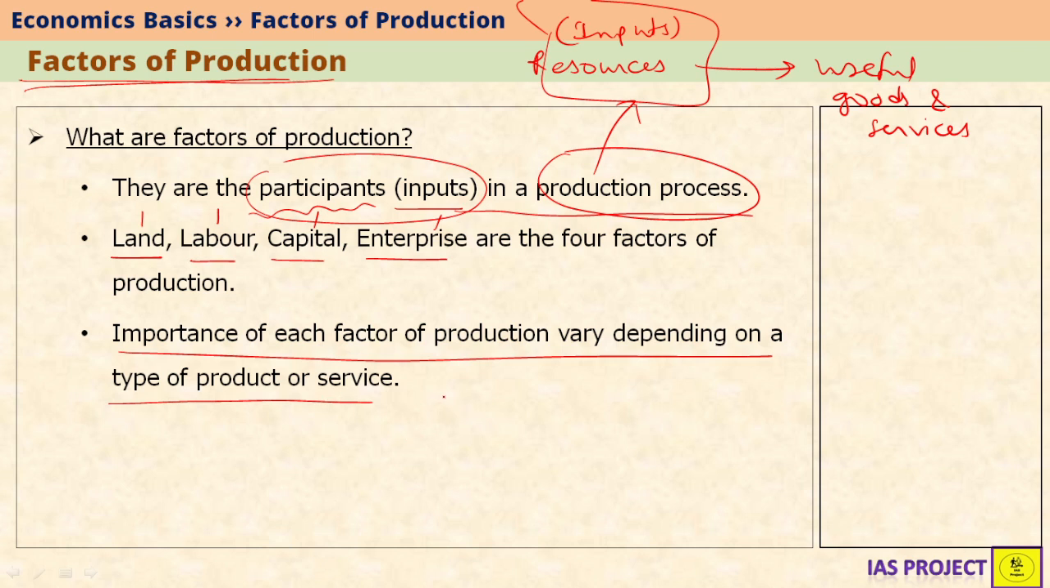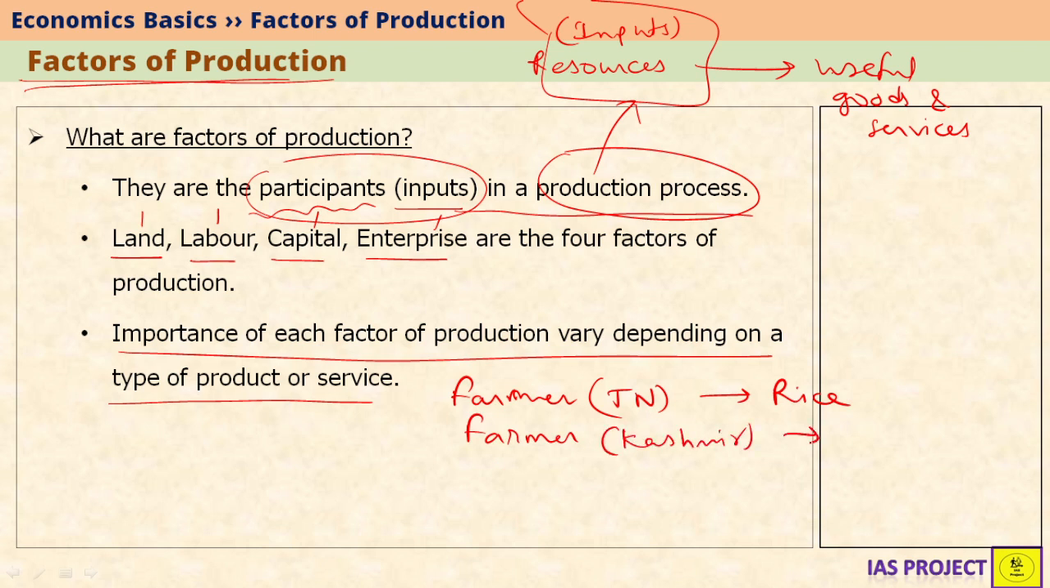For example, consider a farmer who is in, let's say, Tamil Nadu, and he is cultivating rice. Consider in another case, there is an apple farmer who is in, let's say, Kashmir. He is cultivating, let's say, apples. Consider the third person who is, let's say, a software engineer or software designer who is based in a city, let's say Delhi or Bangalore, and he is working from home.